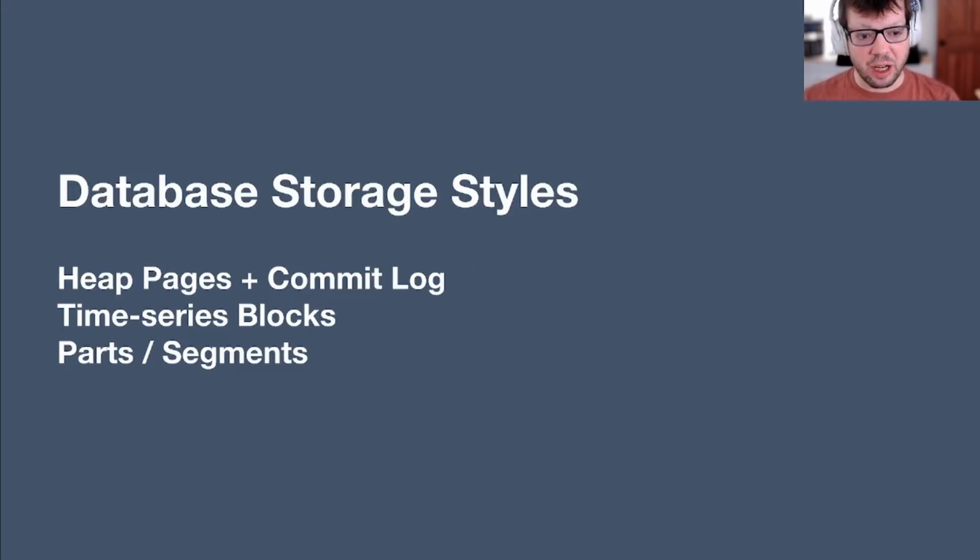So the way that the data actually gets stored on the disk can be really important for the performance characteristics of the database. And there are a couple of different strategies for how we can store the data on the disk. We have heap pages plus the commit log. I'm going to talk about how those work. We have append-only time series blocks, and then we have immutable parts and segments, and we'll talk about each one of these.